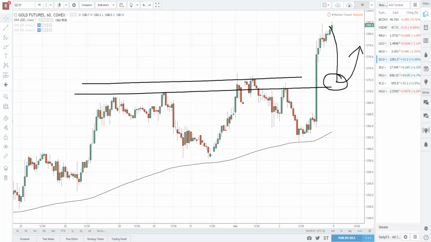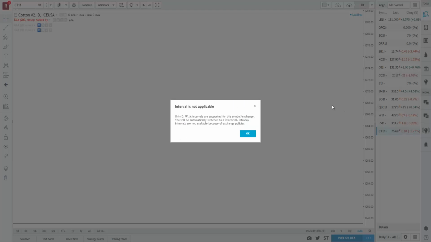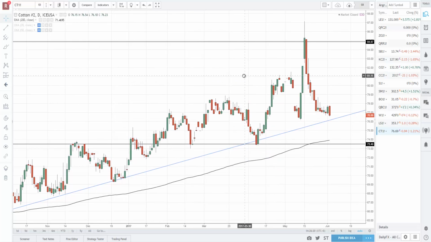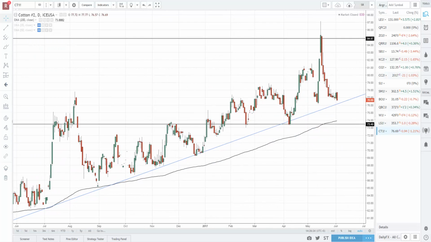This is for gold. And another market I'll look at, how about something that is seldom covered? Let's talk about agriculture. I know agriculture is a market that a lot of retail traders don't trade, but there are opportunities. For example, let's look at cotton. Price is above the 200 period moving average.